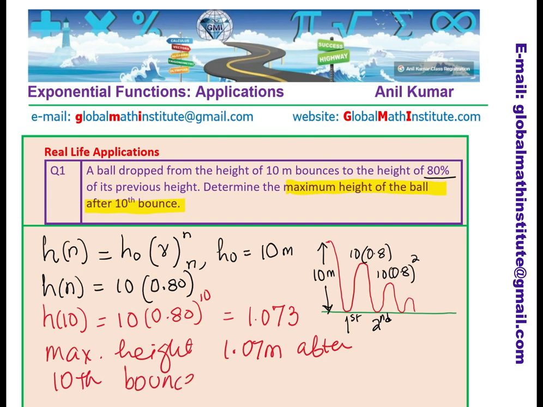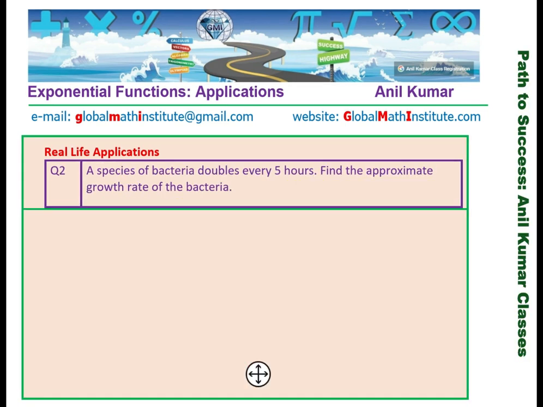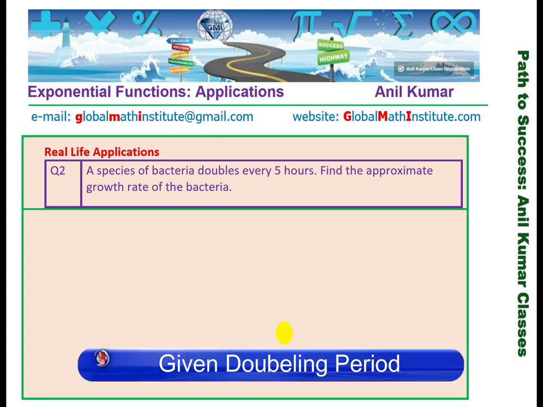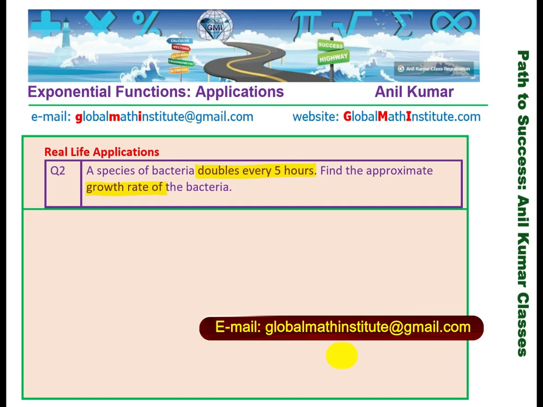Is that clear? Perfect. Now let's move on and take up the next example. I hope the fundamental concept is absolutely clear. Question number two here is: a species of bacteria doubles every 5 hours. Find the approximate growth rate. So here we are given the doubling period, and what we need to find is the growth rate. Very interesting question indeed. How will you do this particular equation?